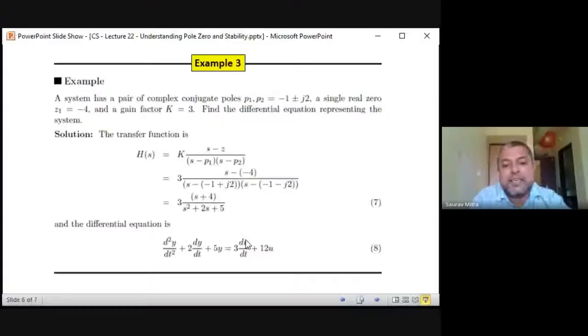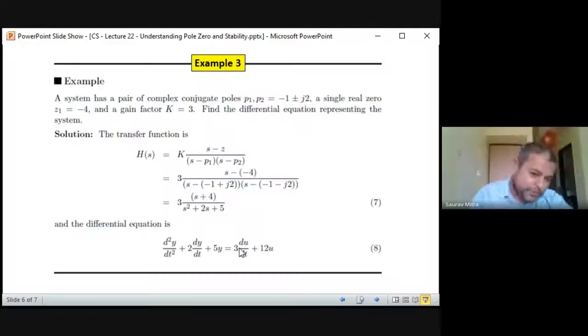5ys. If you take inverse Laplace, it will become 5yt. Now it is 3s xs. If you are taking inverse Laplace, it will become 3 dx, or x can be u. And 3 into 4, 12. Okay, 12 into xt. If you take inverse Laplace, it will become 12 of u. So from pole 0, you are coming to the system transfer function.